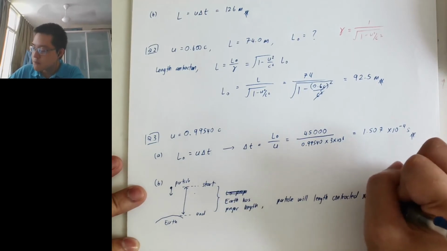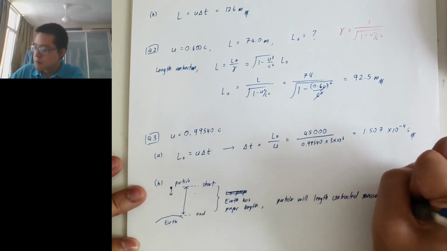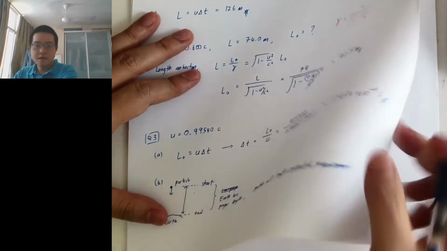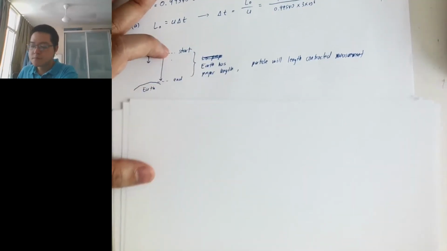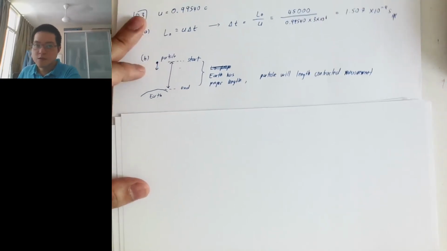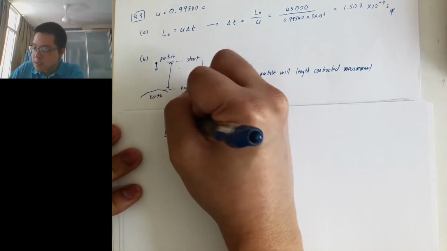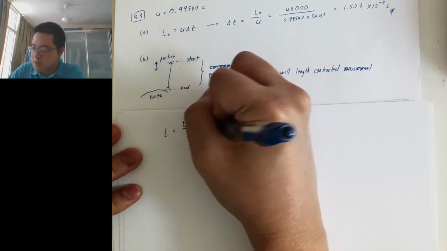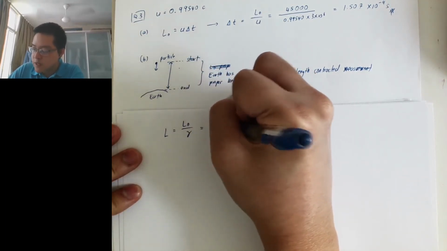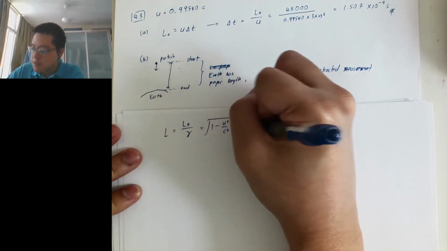Measurement. So if you measure length, it will be contracted. Okay. So what is the length measured by the particle? It's just going to be L is L0 over gamma. So it's 1 minus u squared over c squared, right? So times the proper length.